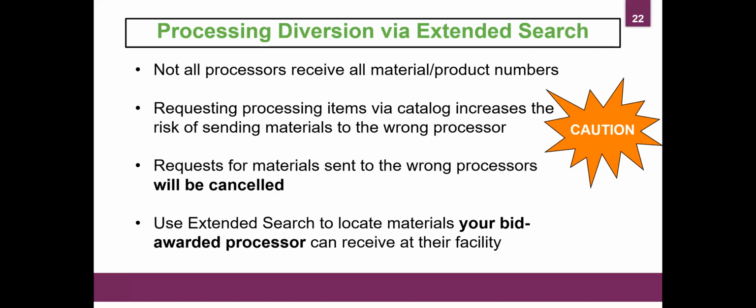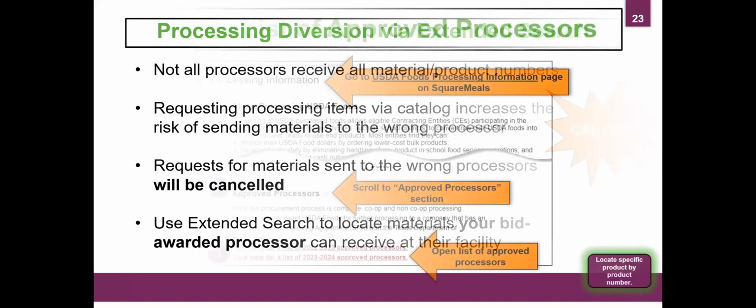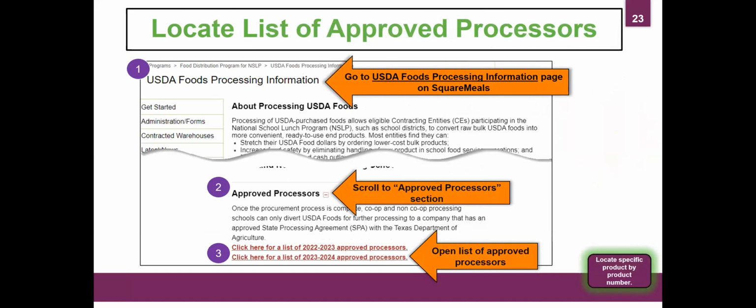Materials that are sent to the wrong processor, what will happen is, if for some reason you make a mistake, you put in the wrong material number, and it doesn't match a processor, then it is going to be canceled. TDA has their process whereby once the requisitions go in, they're reviewing all of that data. But we want to do our part up front to eliminate as much as we can. So you want to make sure that you're locating your materials from your bid awarded processor, so we're getting the right products to the right place.